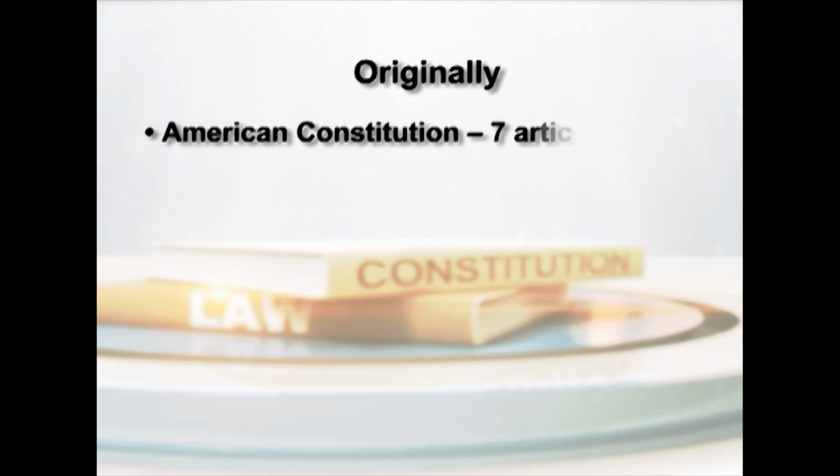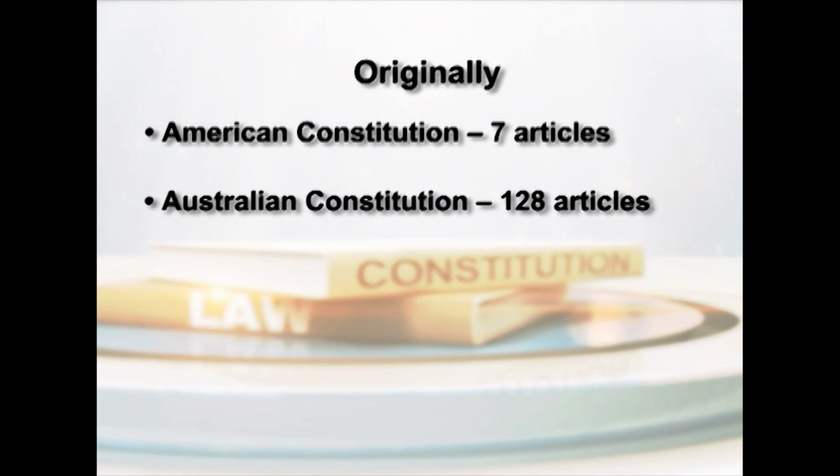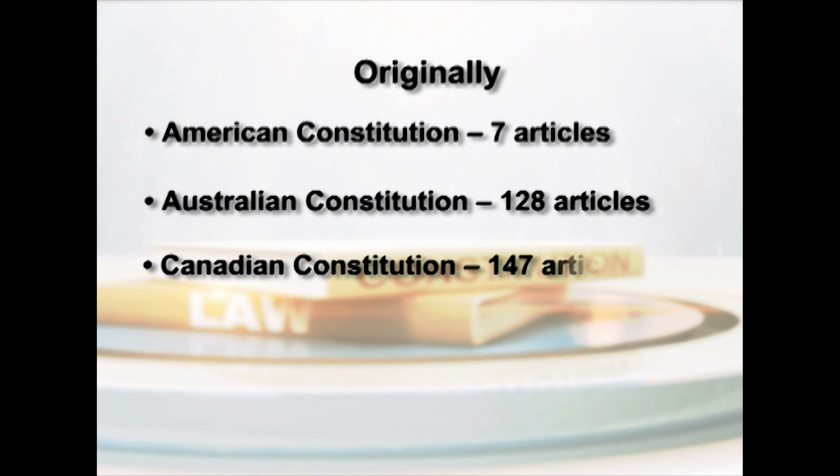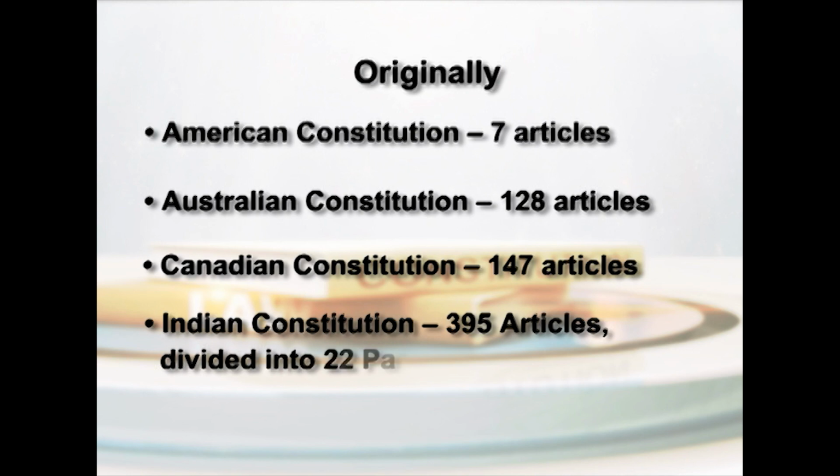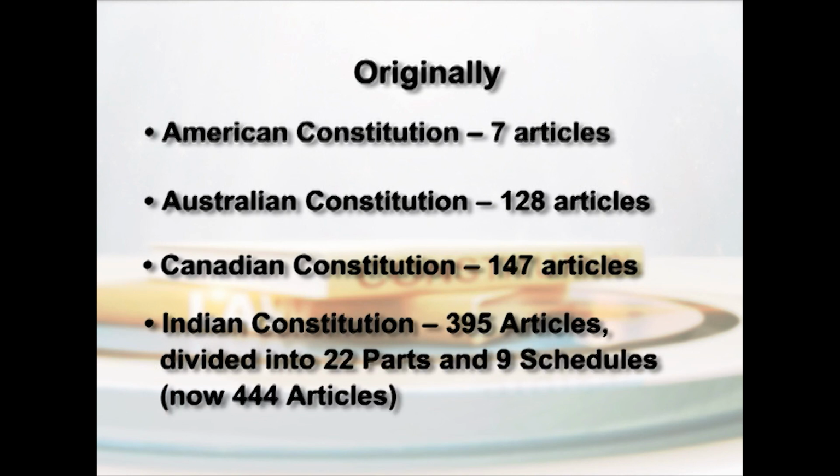India has the largest constitution. Originally, when the American Constitution started its journey, it had 7 articles. The Australian Constitution had 128 articles. The Canadian Constitution had 147 articles. The Indian Constitution started its journey with 395 articles divided into 22 parts and 9 schedules. Now, as we have already stated, there are 444 articles in our constitution.